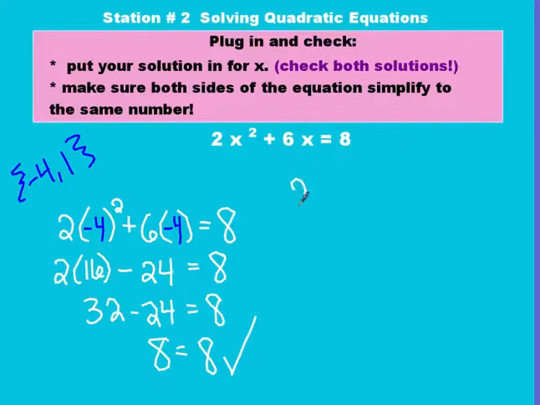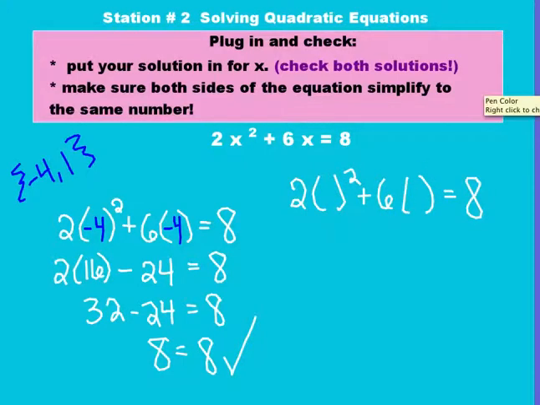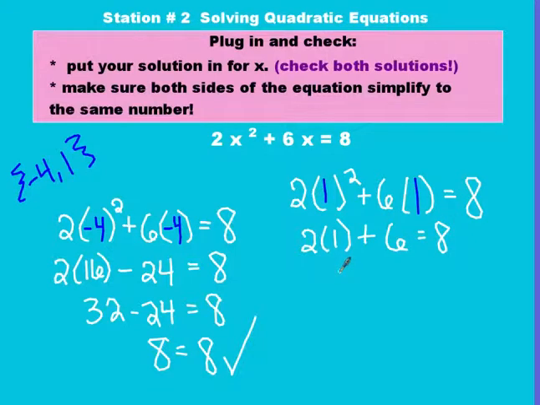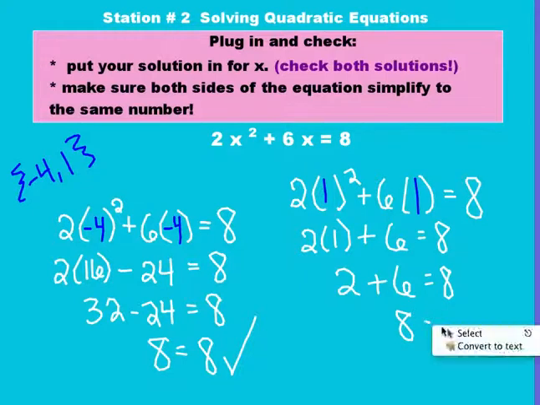So I'm going to leave empty parentheses again. I'm going to put a 1 in all the empty parentheses. And you can just type the left side in your calculator. Just remember your parentheses. It's going to be 2 times 1 plus 6. It's looking pretty good. And 2 plus 6 does indeed equal 8.